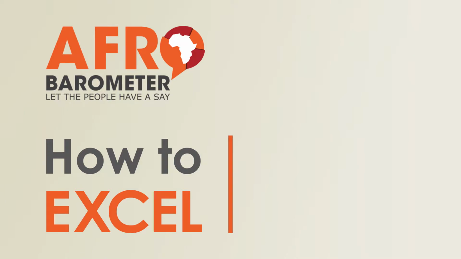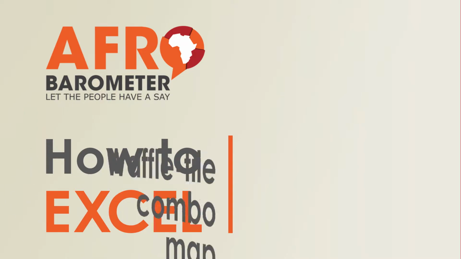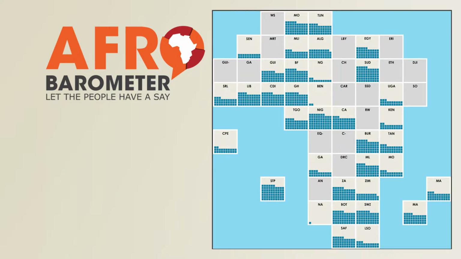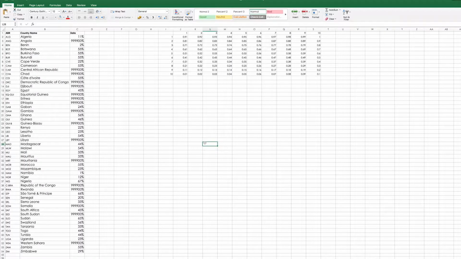In this How to Excel, we'll look at how to create waffle-tile combination maps. Something that hopefully looks a bit like this. In a previous how-to, we looked at how to make choropleth tile maps. And that's just one way that you can actually work with tile maps.